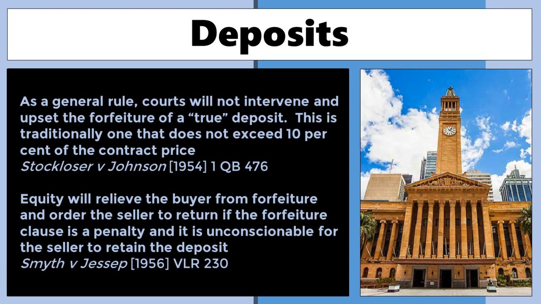Now, a particular type of pre-estimated damages clause is a deposit. Just make a note, in this case, Stockloser and Johnson, they worked out that a deposit is usually about 10% of the full contract amount. If it's a fair amount, so again, it doesn't really exceed 10%, and the mechanism for forfeiting that deposit is fair, the courts are happy to uphold those.